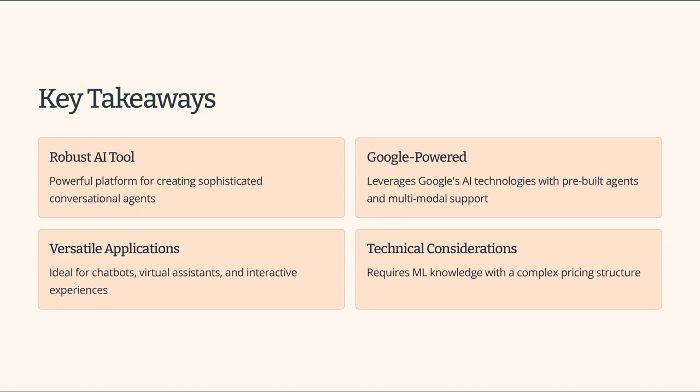Here are the key takeaways. Vertex AI Agent Builder is a robust tool for creating conversational agents. It leverages Google's AI technologies, offers pre-built agents, and supports multimodal interfaces. It's ideal for building chatbots, virtual assistants, and interactive games. However, it requires some knowledge of machine learning, and its pricing can be complex.